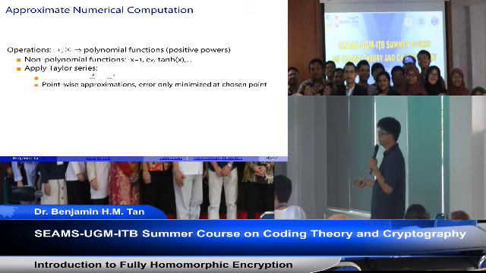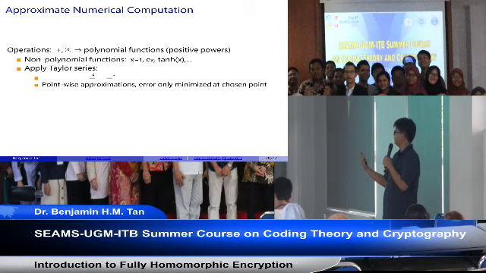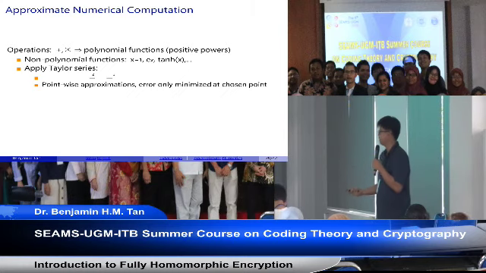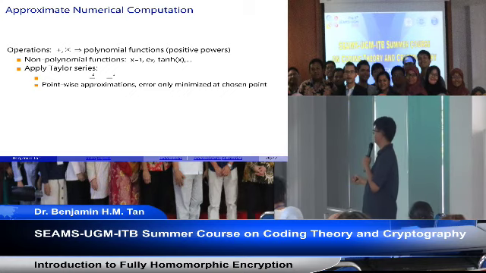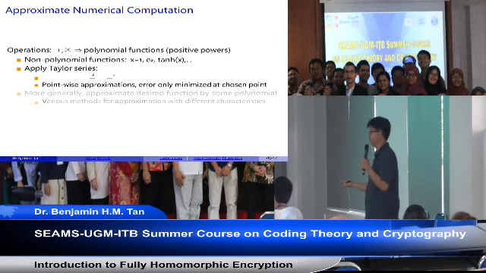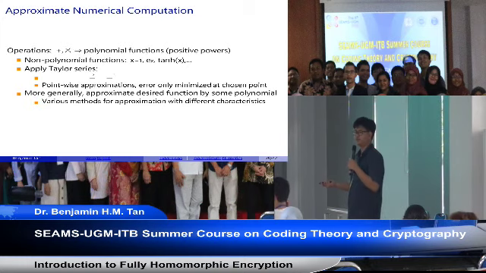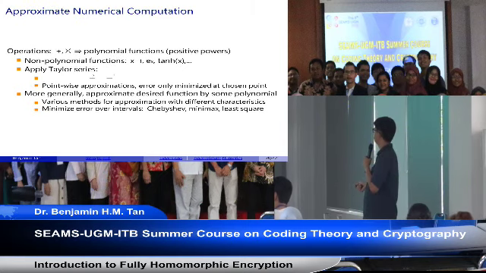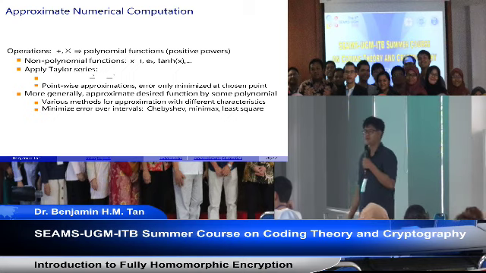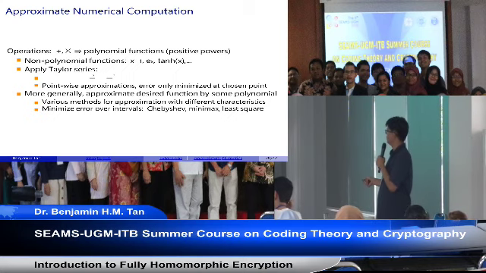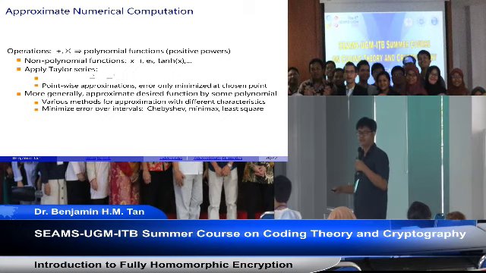Note that if you use the Taylor series, these approximations are only minimizing the error at a particular point. But in general, you can do this kind of technique: you can approximate the function you want to evaluate by some polynomial. And there are various ways to do it. Amongst them, we have Chebyshev, min-max, and least squares approximation methods. All these give you some polynomial that would roughly be equal to whatever you wanted to evaluate in the interval of your choice.